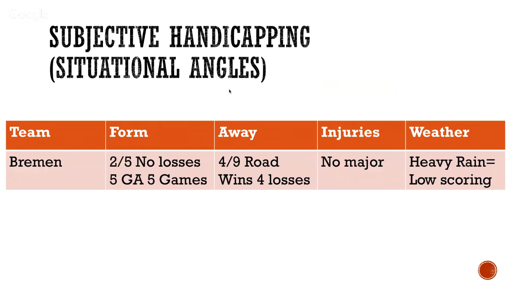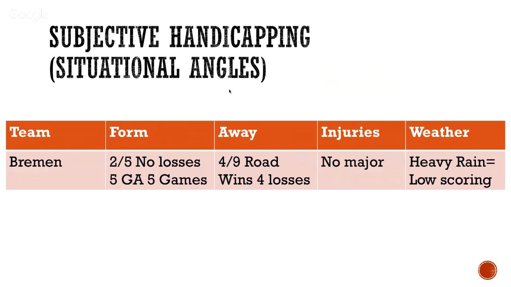So when you look at Bremen, they had won 2 out of their last 5. That might not seem impressive, but they had no losses, which means they had 2 wins, and they only had 3 draws. And in those 5 games, they only gave up 1 goal per game average. So in 5 games, they only had 5 goals scored against them. So they're playing really good defense, playing with a lot of confidence.